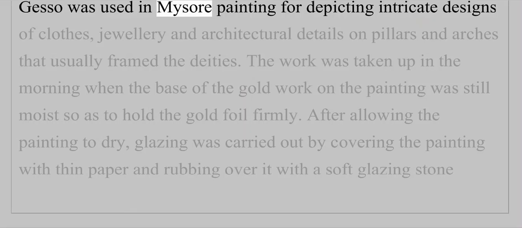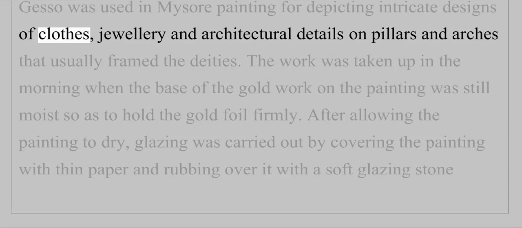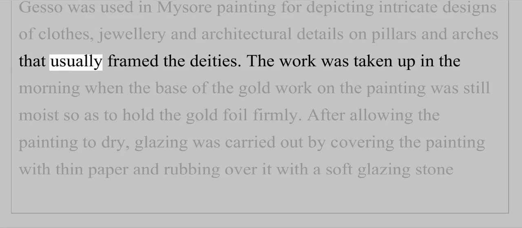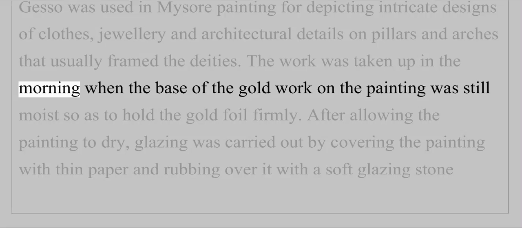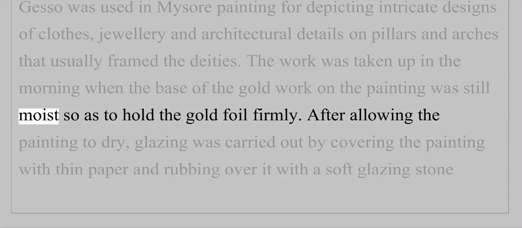Gesso was used in Mysore painting for depicting intricate designs of clothes, jewelry, and architectural details on pillars and arches that usually framed the deities. The work was taken up in the morning when the base of the gold work on the painting was still moist, so as to hold the gold foil firmly.